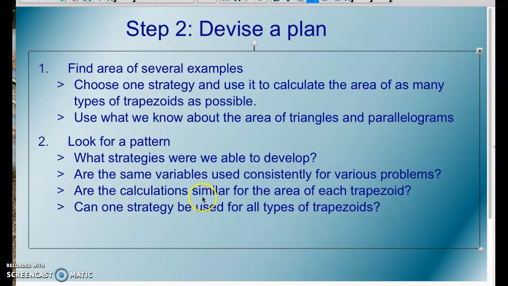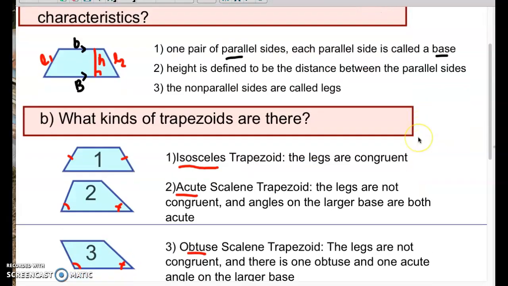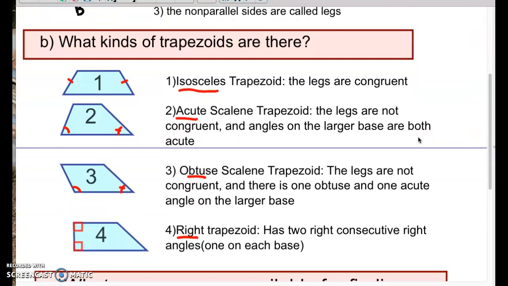Are the calculations similar for the area of each trapezoid? And can one strategy be used for all different trapezoids? So these are the things that we're kind of looking for here. The first step, we're going to go through those to choose one strategy and use it to find the area of several different trapezoids. In fact, all of the different types of trapezoids that we discussed up here.